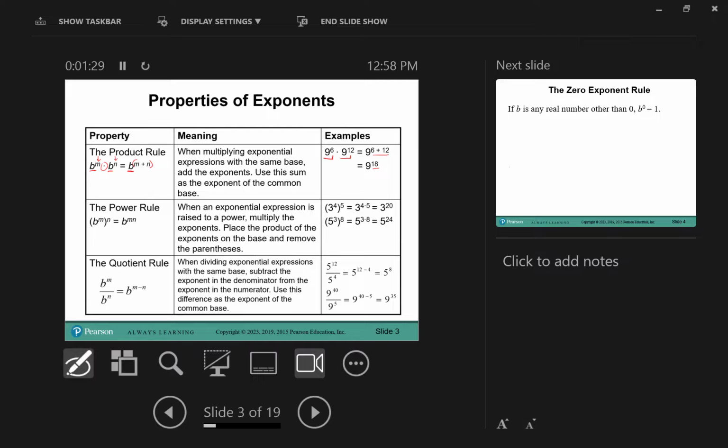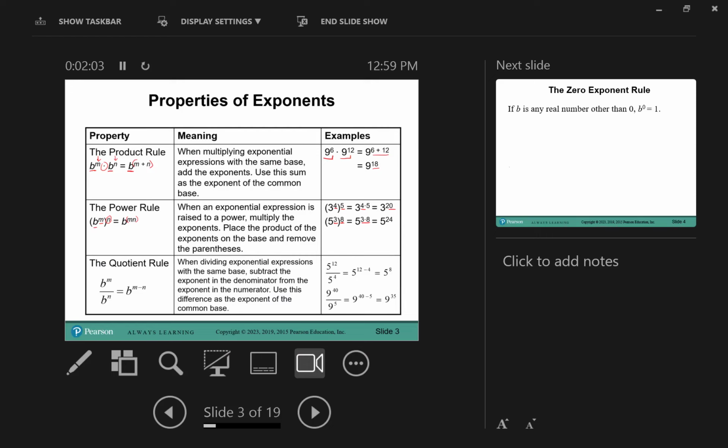The power rule, if I have b, some number, any number, raised to a power, and then that whole thing is raised to a power again, then those powers get multiplied. So for example, 3 raised to the 4, and then that whole thing raised to the 5th is the same as 3 raised to the 4 multiplied by 5, which is 3 then raised to the 20. Or 5 raised to the 3, and that whole thing raised to the 8 is 5 to the 24th, because that's 5 raised to the 3 times 8.